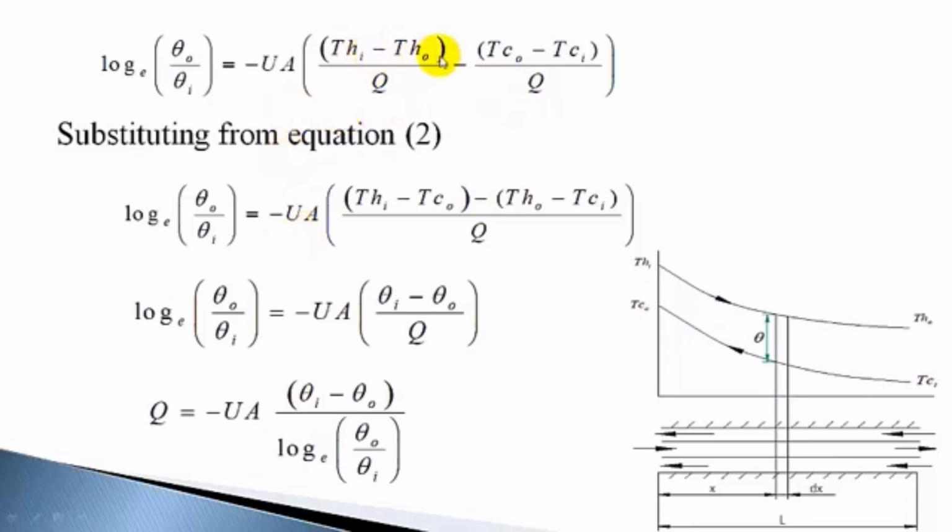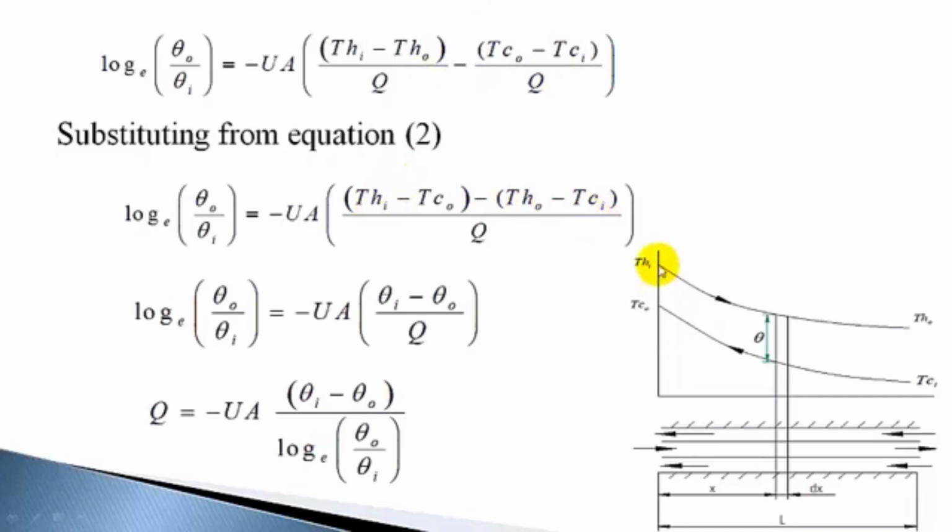Now you can rearrange this here in the numerator: Thi minus Tc0. These temperatures form a group: Thi and Tc0 are a group. And then minus Th0 plus Tci. If you take the minus outside, it is minus of (Th0 minus Tci), since minus of minus is plus. So minus Th0 plus Tci, and when you take the minus outside, it is Th0 minus Tci.